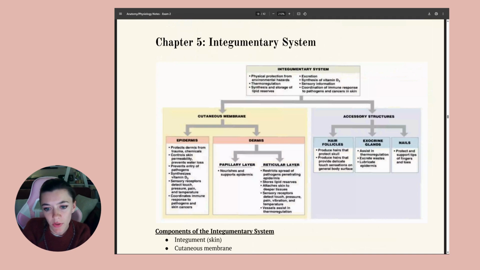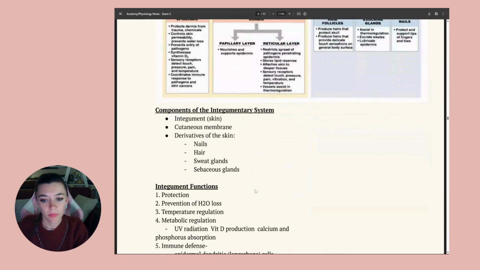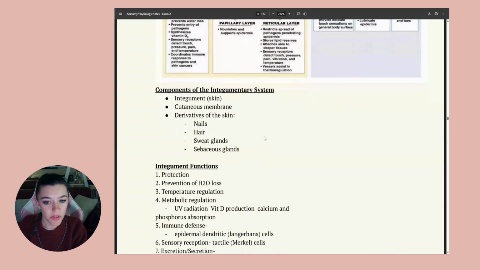Now, in that we have the cutaneous membrane and then the accessory structures. The cutaneous membrane is going to have the epidermis and the dermis in it. And then the accessory structures, that's going to be your hair follicles, your exocrine glands, and your nails. We've got your integument, which is your skin, your cutaneous membrane, and then the derivatives of the skin, which are your nails, hair, sweat glands, and sebaceous glands.